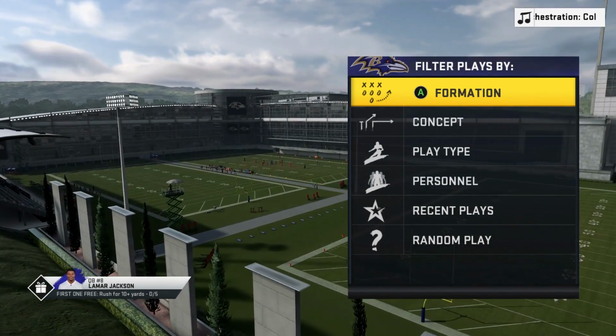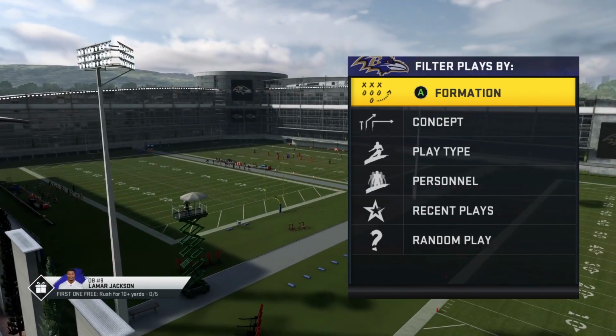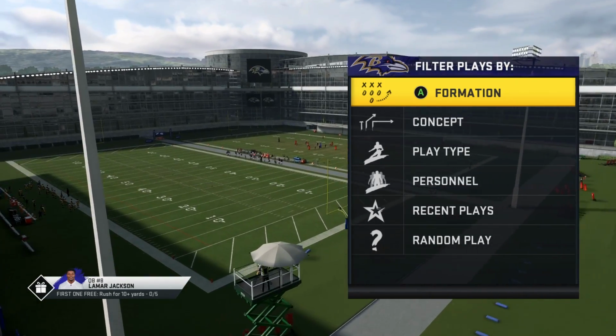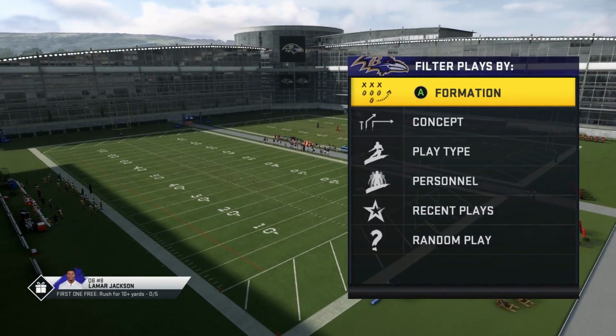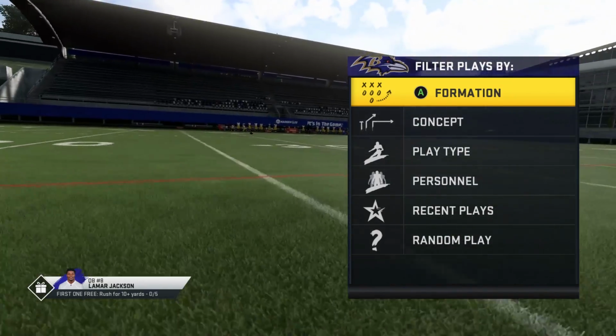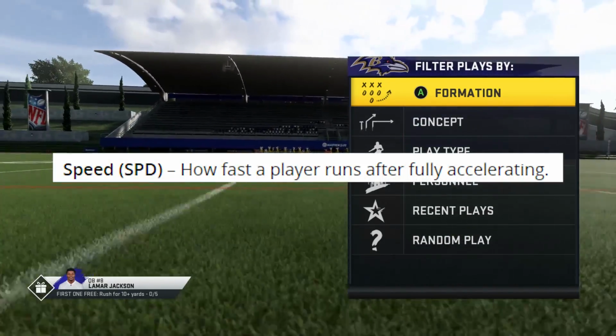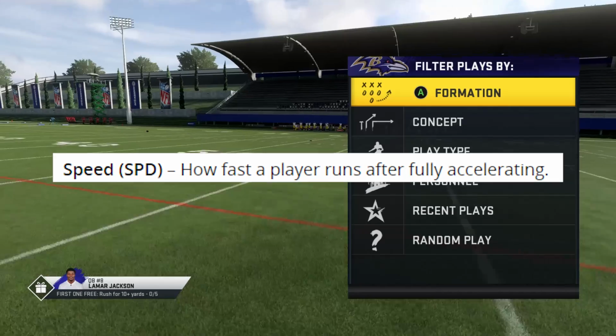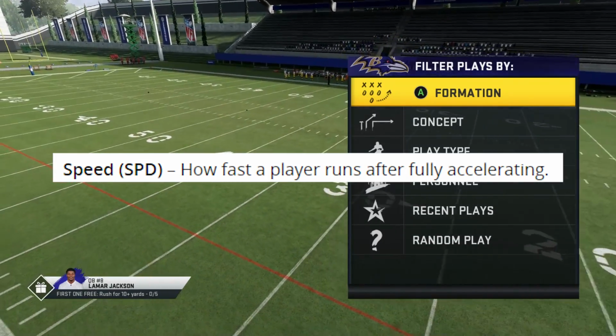So for us to properly understand how to compare two players' speed and acceleration, we first have to understand each one of those traits individually. First, let's take a look at speed. Speed is really a rating of how fast a player runs once they've accelerated up to their top speed.